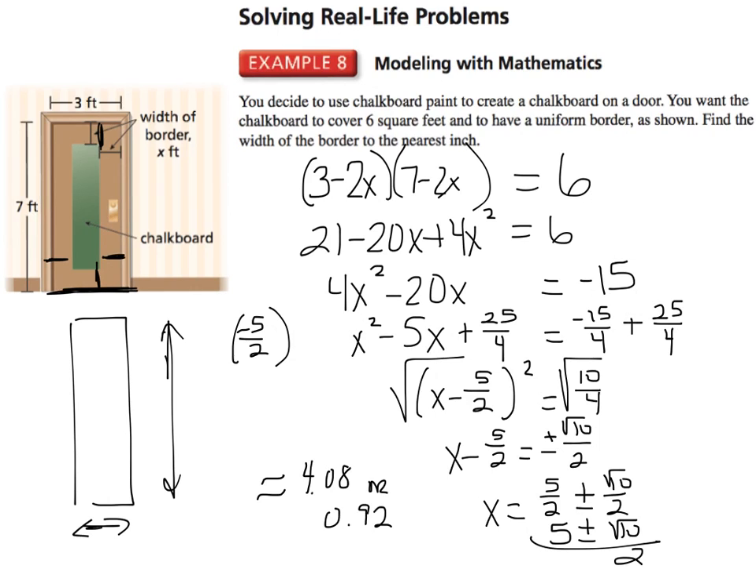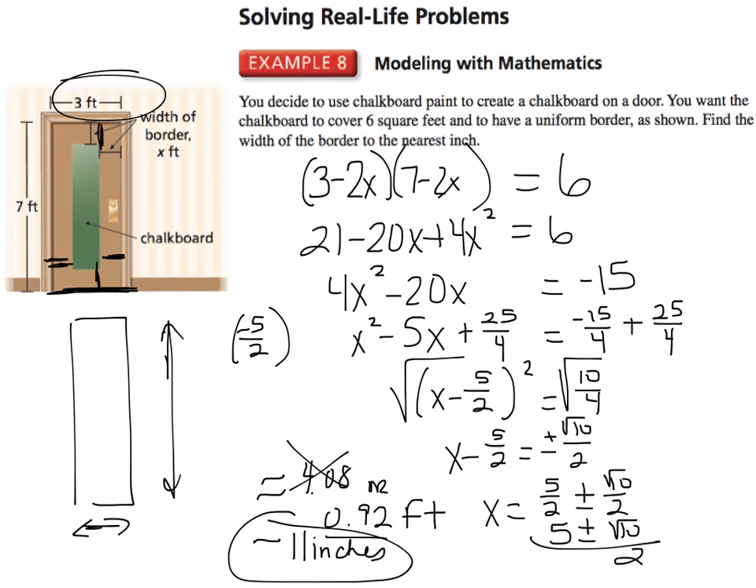Now, it's not possible for the width to be 4.08 because if each width is 4.08, it's already bigger than 3. So it can't be 4.08. Therefore, the width of the border is 0.92 feet. If you convert that into inches, 0.92 feet times 12 inches, it would actually be about 11 inches as the width of the border.